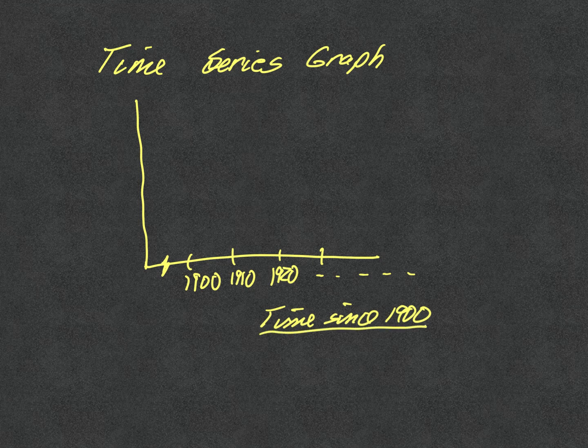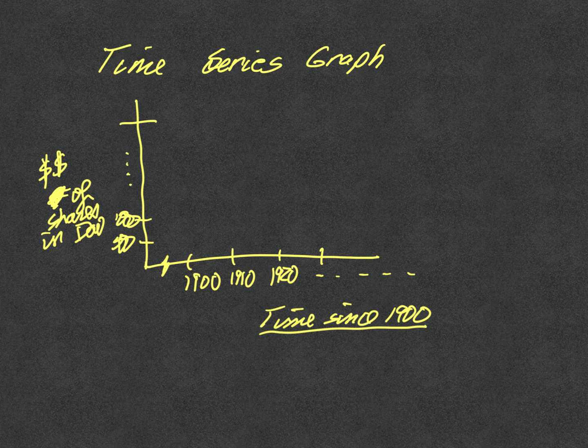And then over here, this will be in number of shares, or cost of shares in Dow, say in the Dow Jones Industrial Average. And so in 1900, the cost of the shares in the Dow was like, maybe $500, right? And then this is 1,000, and then... today we're up to almost 45,000 for the cost of the shares.